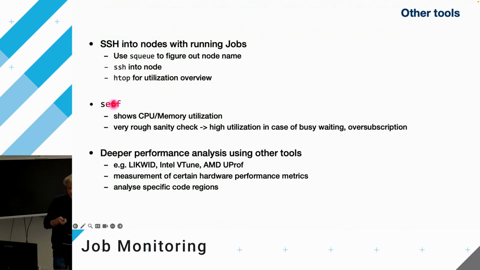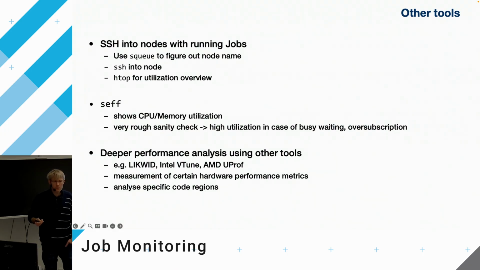You can also use the seff tool to see some very rough metrics for CPU and memory utilization. So you can do a very rough sanity check, but you have to be careful, because high utilization doesn't mean that your application is running efficiently. It can also be, for example, that CPU time is high and your job is stuck in a busy waiting loop, or you can still have an oversubscription.